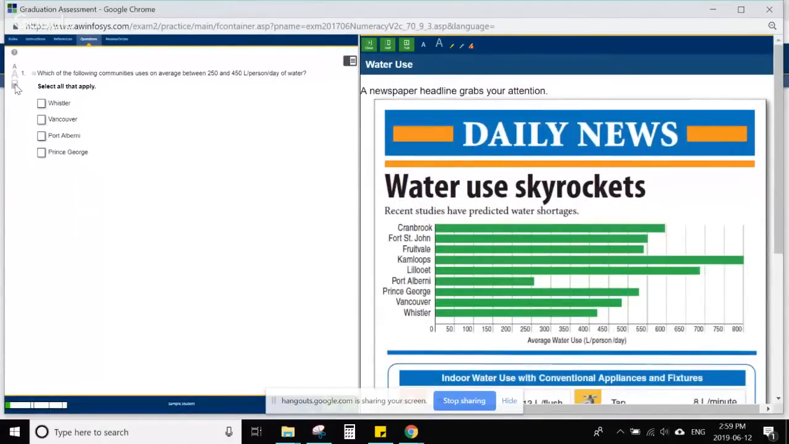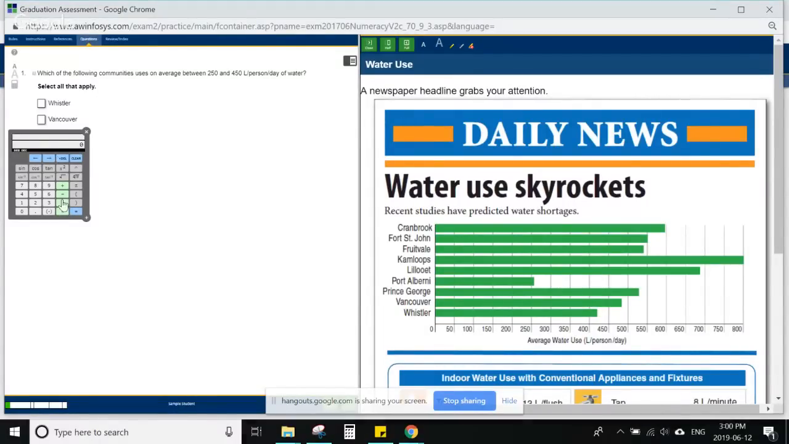If you need a calculator, you can click on the calculator beside your number icon, and it will automatically bring up a scientific calculator. This is all you need for the test. I recommend bringing your own calculator that you're used to using, because anytime you use a different calculator, it can throw you for a bit of a loop.